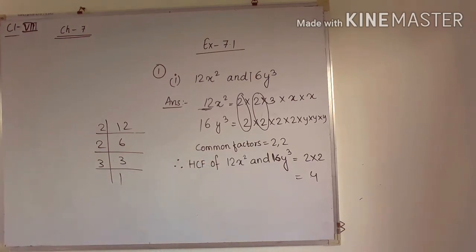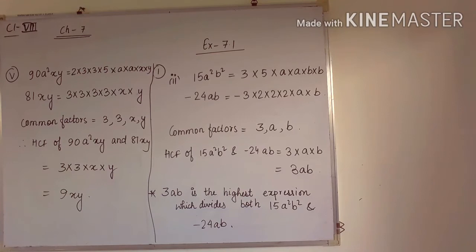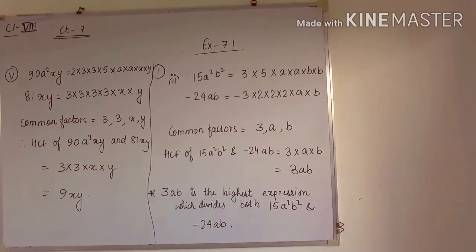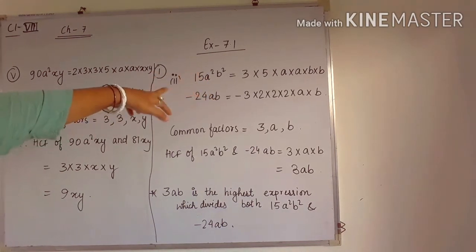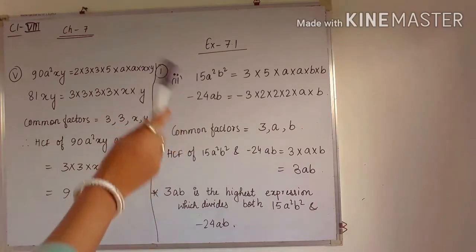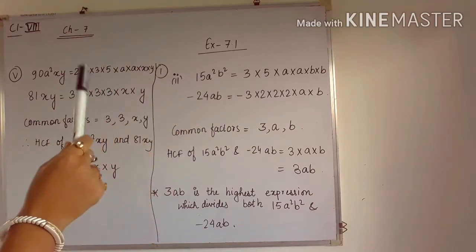Okay, so see the next question, number 2, 15a square b square minus 24ab. We have to find the HCF of these two expressions. So first of all, we will factorize 15. So 15 will be 3 into 5, and then we will factorize a square. A square will be what? A into a. Okay. Next, b square will be what?